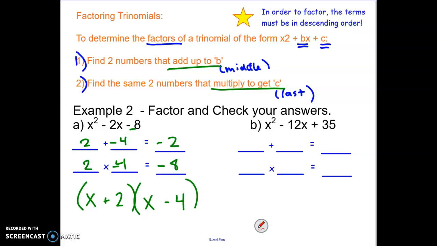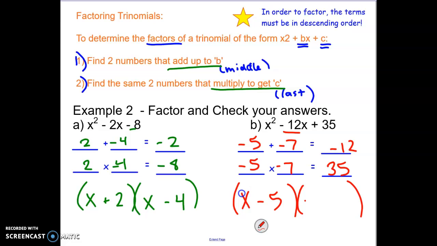All right, let's look at b, x squared minus 12x plus 35. So again, I'm looking for two numbers that add to get the middle number, so negative 12, and two numbers that multiply to get the last number, so 35. So let's think, what are some numbers that multiply to 35 but add to get negative 12? So finally, let's put our answer down. So we're going to get x subtract 5 and x subtract 7. Now, does anyone know how you could check this? How could you check that you were right?